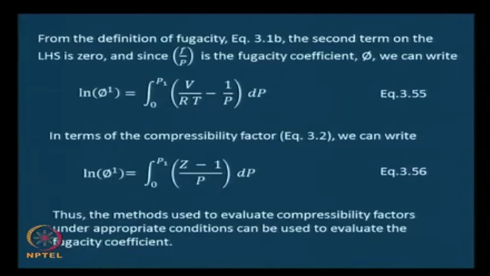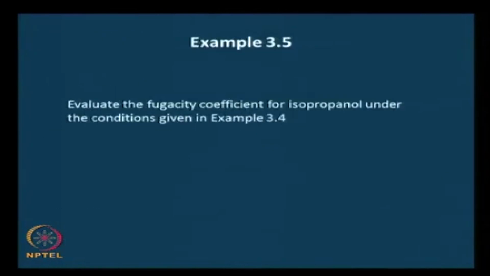To appreciate this a lot better, let us work out an example. This is example 3.5. Let me first read out the example: evaluate the fugacity coefficient for our popular model system isopropanol under the conditions given in example 3.4, the same temperature, the same pressure, I think it is 200 degrees C and 10 bar, which is given in 3.4.